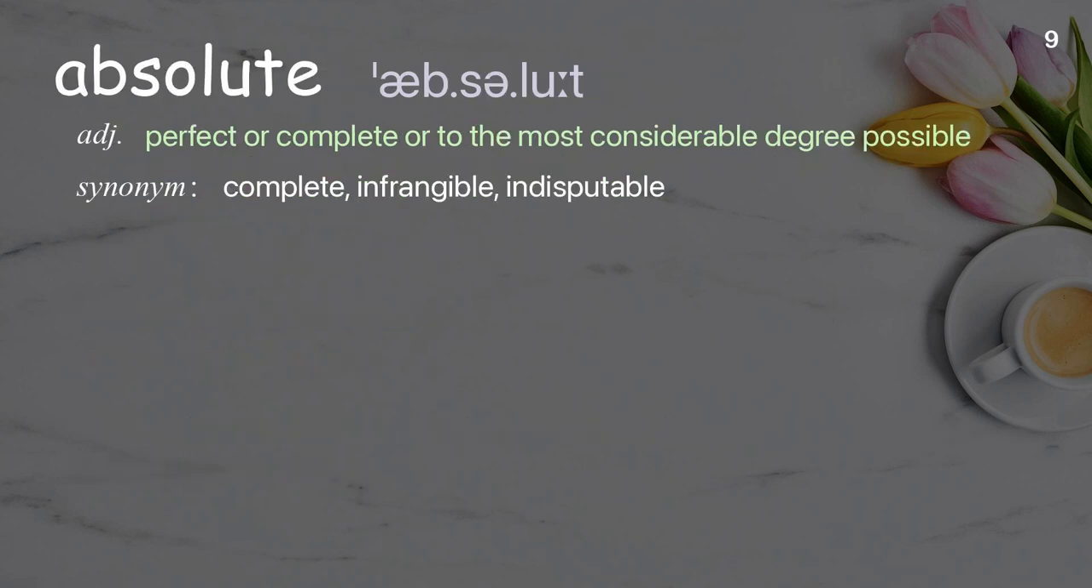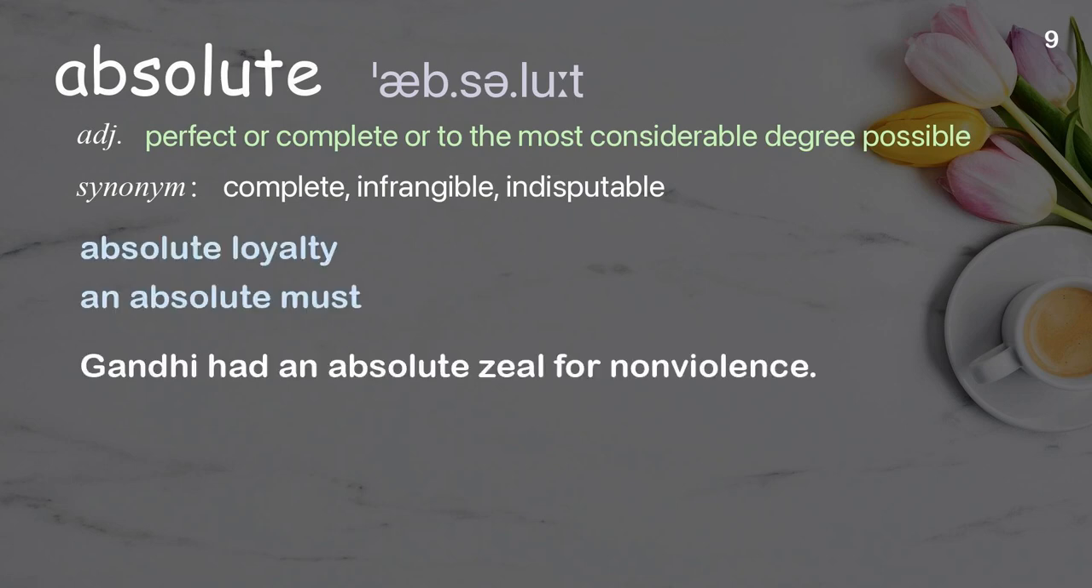Absolute. Perfect or complete, or to the most considerable degree possible. Examples. Absolute loyalty. An absolute must. Gandhi had an absolute zeal for nonviolence.